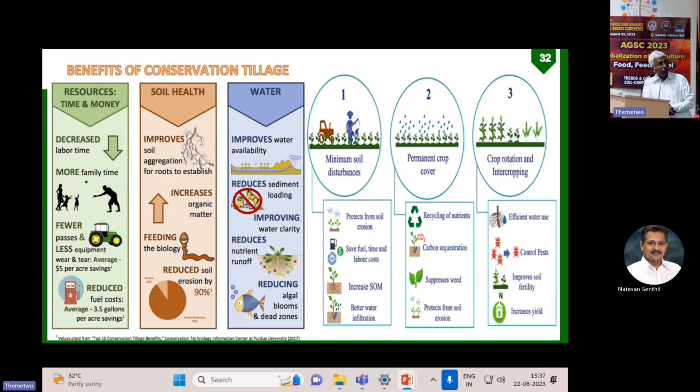It also improves water availability, reduces sediment loading, improves water clarity, and reduces nutrient runoff, algal blooms and also dead zones. There will also be minimum disturbance, and permanent crop cover will be there. There are several advantages that can be listed by going for conservation tillage, either in the form of zero tillage or minimum tillage.